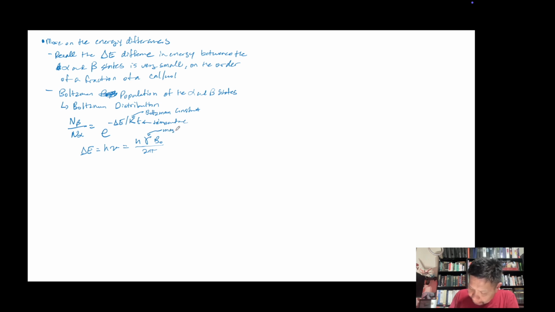Gamma is the magnetogyric ratio. And then this here, B naught, is the magnetic field strength. So what we can do is put it all together, where we substitute the change in E, delta E, with this equation.